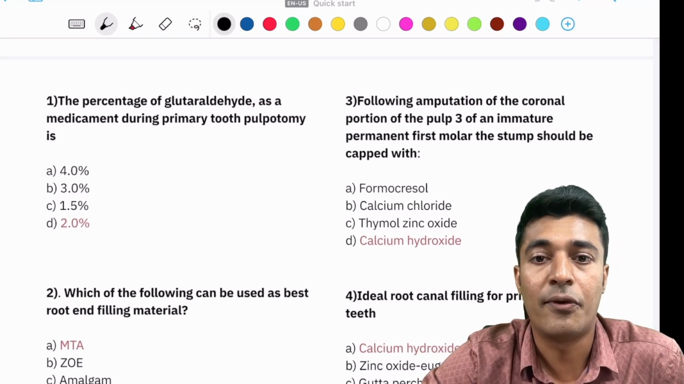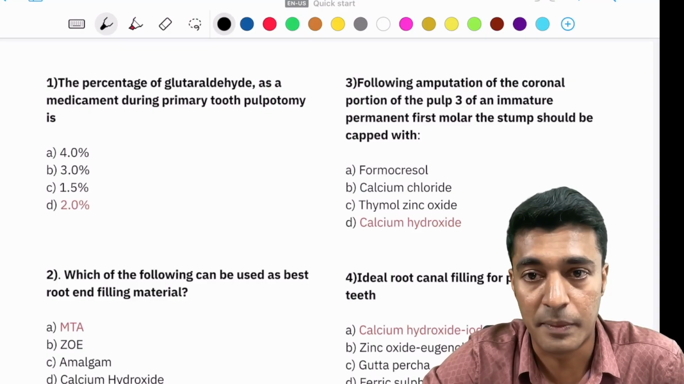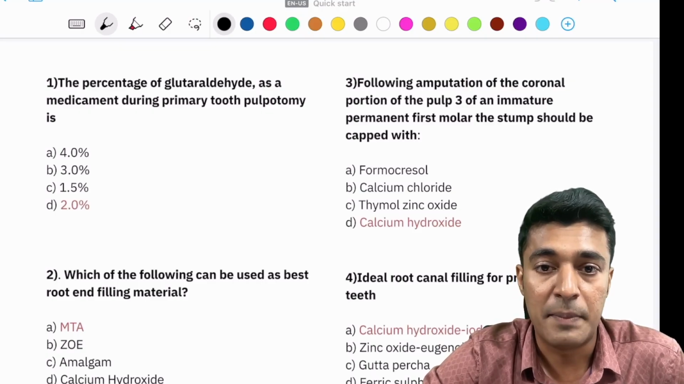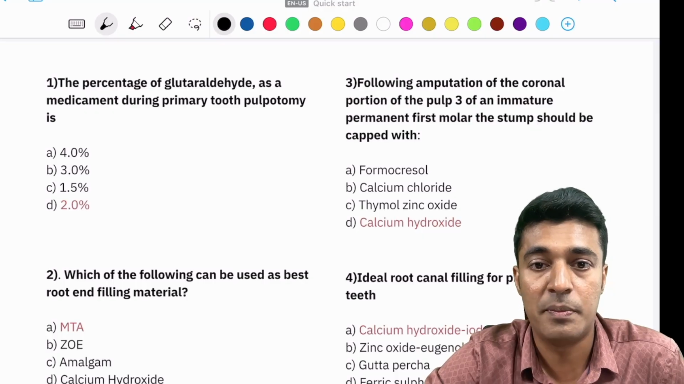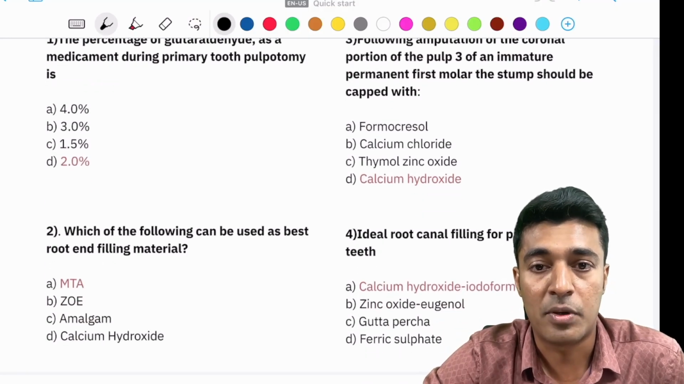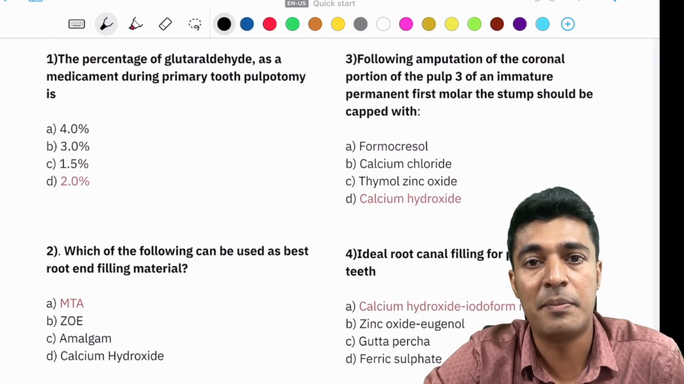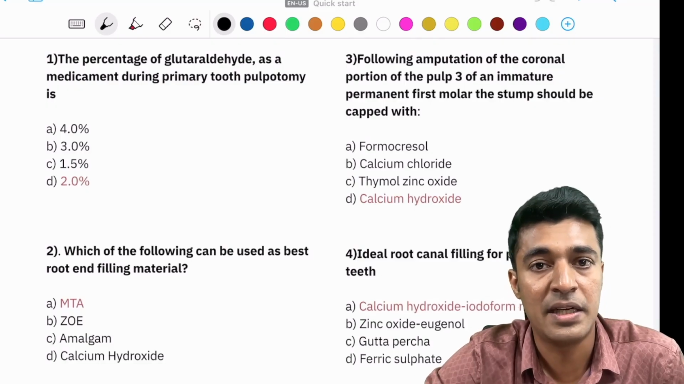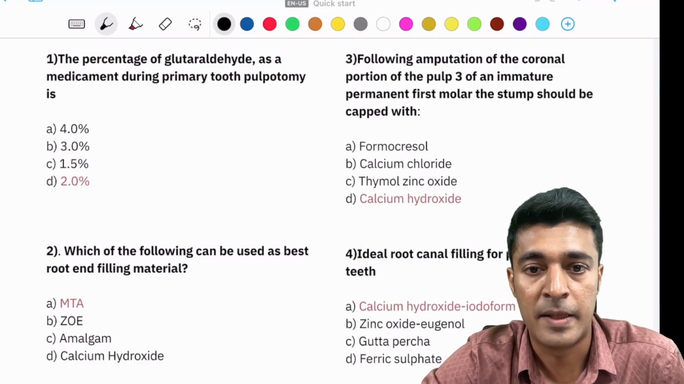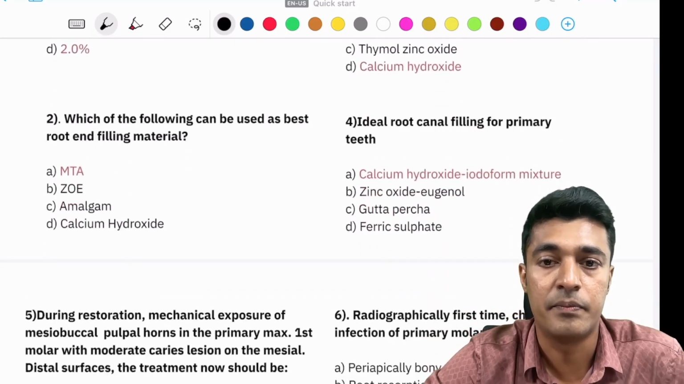Question number 3. Following amputation of the coronal portion of the pulp of an immature permanent first molar, the stump should be capped with formocresol, calcium chloride, thymol, or calcium hydroxide. So for pulp capping, the ideal materials are calcium hydroxide, MTA, and Biodentine. So the option for this is 3D.